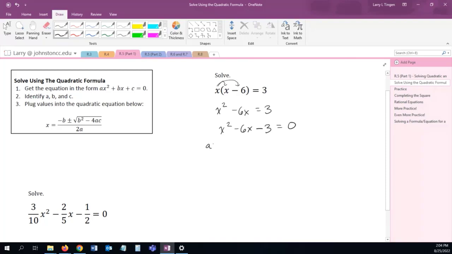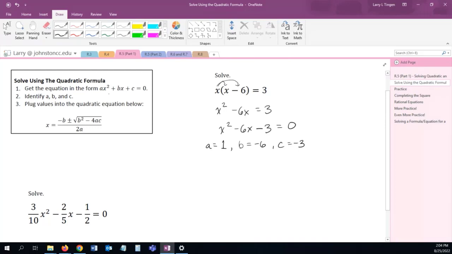All right, so this does not factor because there are not two numbers that multiply to -3 and add to -6. At least there's not any integers that do that. I can't make this a square root issue, and this is in the part of the notes where I say use the quadratic formula, so we're going to use the quadratic formula. So a is the coefficient of x squared, that is 1. B is the coefficient of x, the sign goes with it, that is -6. And c is the constant term, which is -3.